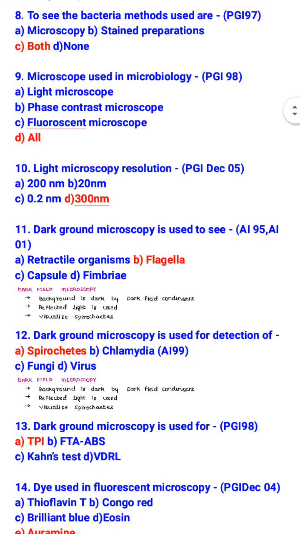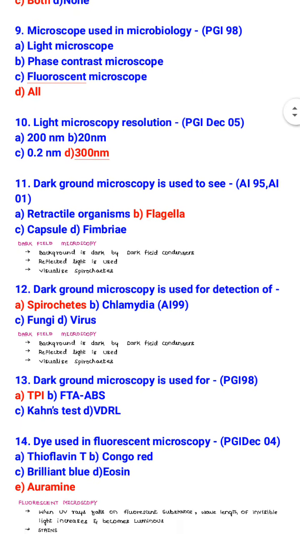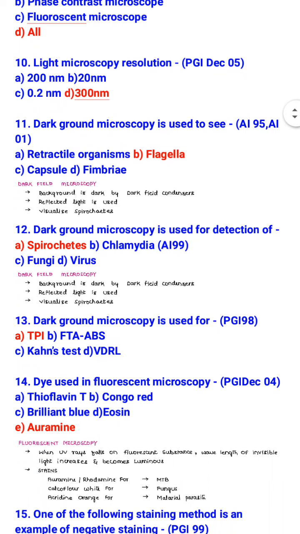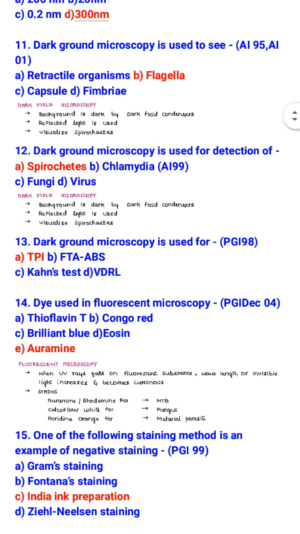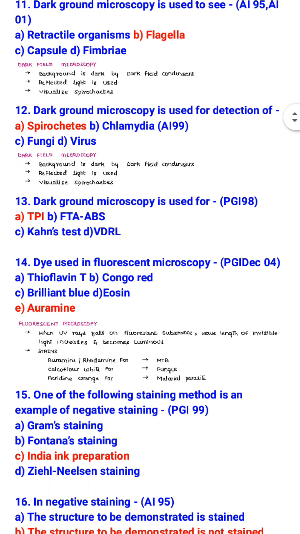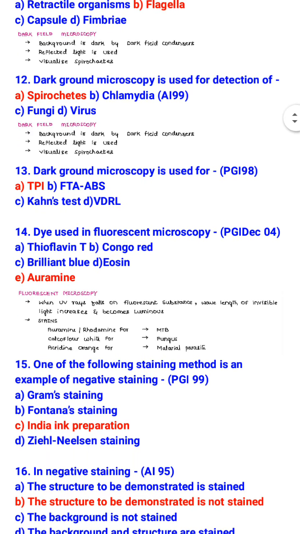Dark ground microscopy is used to see flagella. Dark ground microscopy is used for detection of spirochetes. Dark ground microscopy is used for TPI. Dye used in fluorescent microscopy is auramine.